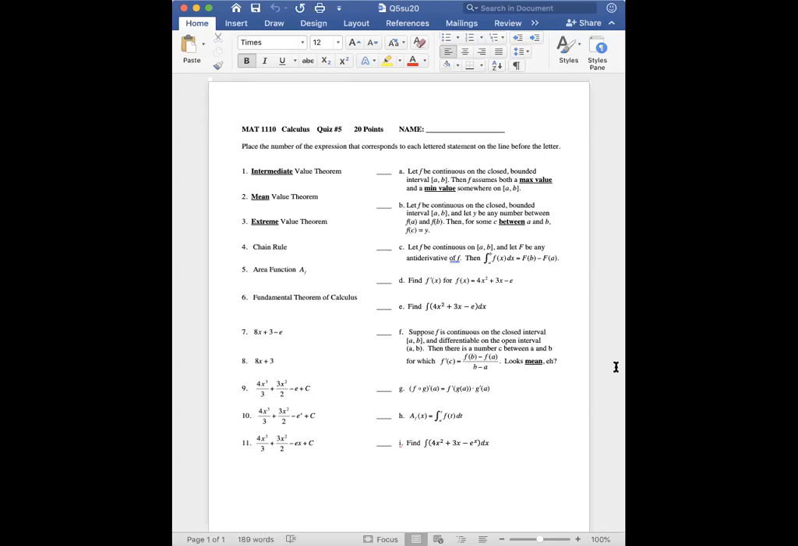And then the extreme value theorem, it's saying that if f is continuous on a closed bounded interval, then it's got to have a max and it's got to have a min, okay? Now up there at A should be 3. Extreme corresponds to max and min. Okay, now the chain rule, you'll know, that's over there, one of those.